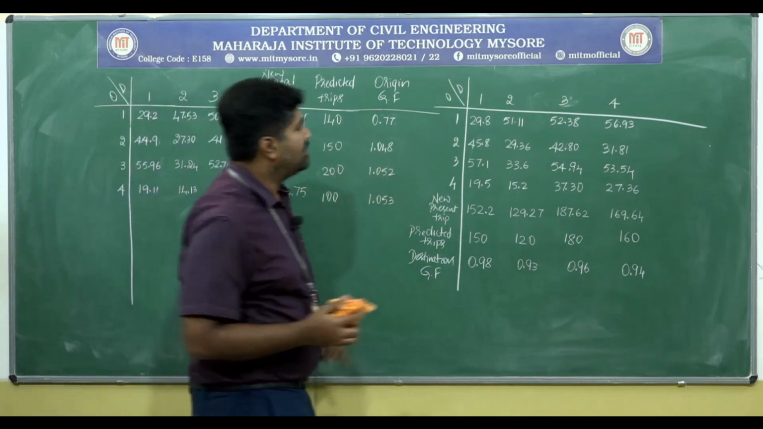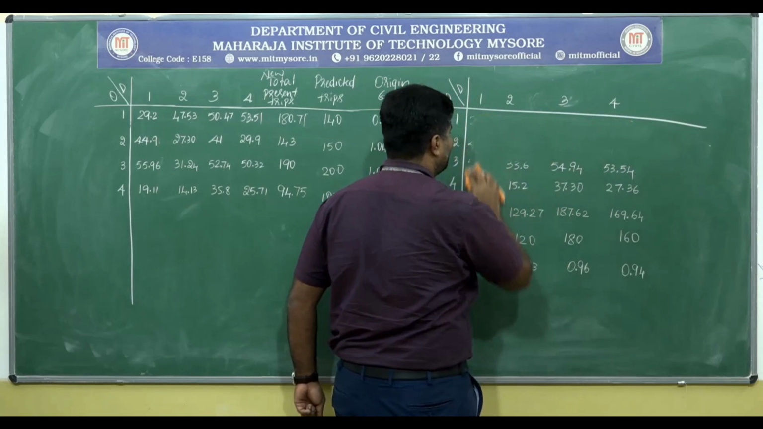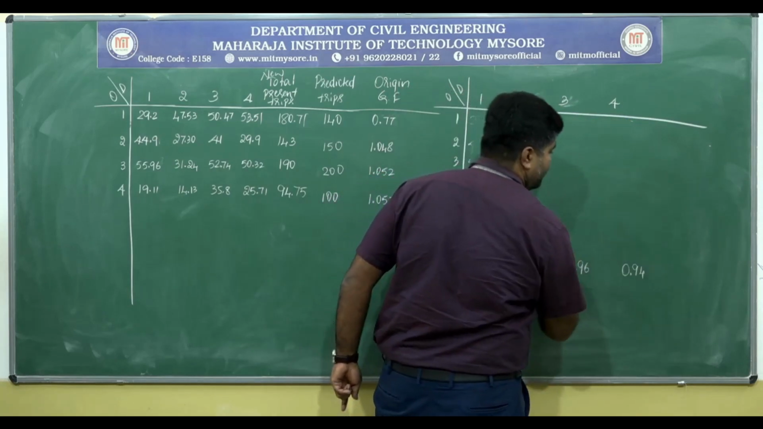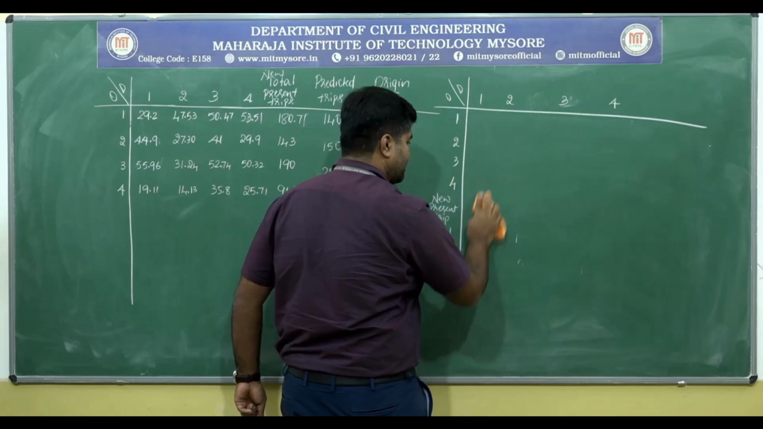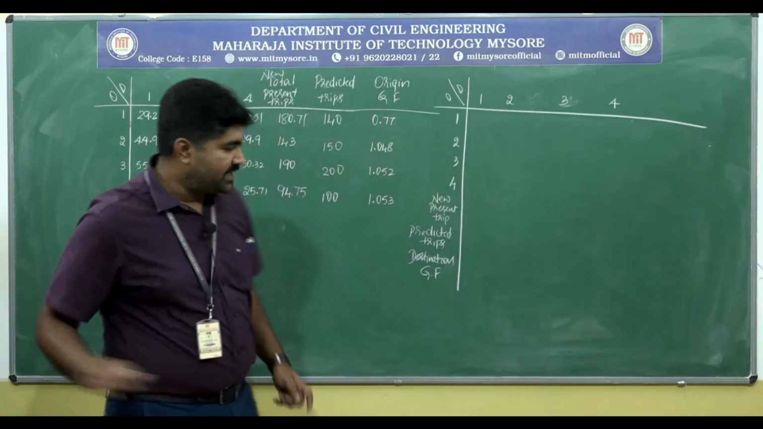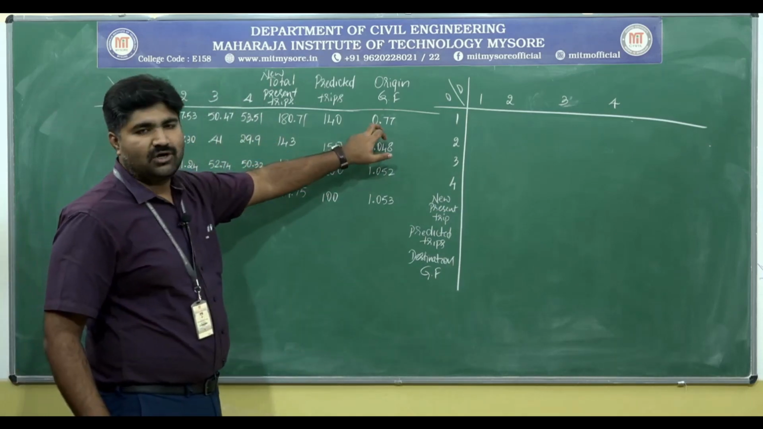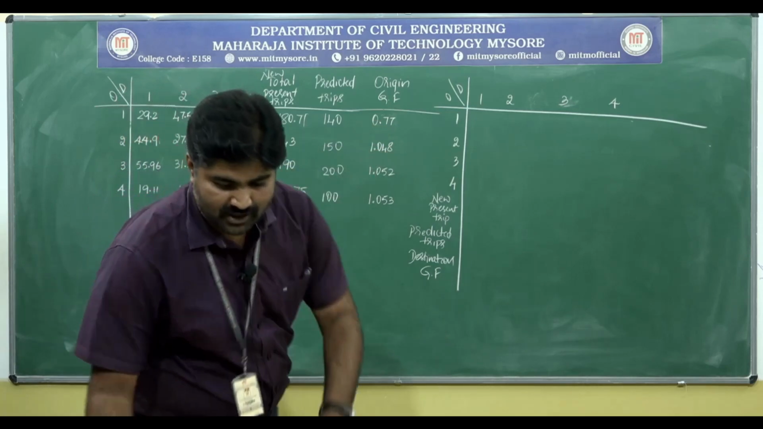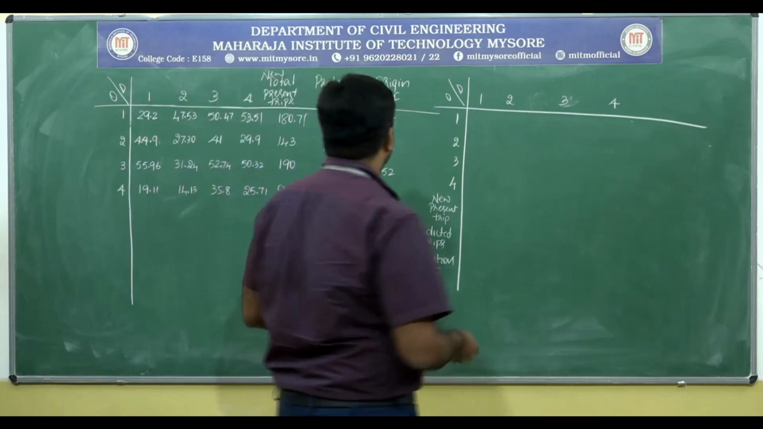Similarly, you find the next trip distribution using the new growth factor. Until you get unity, you should continue this procedure or iteration. Next, you should multiply this row by this growth factor.